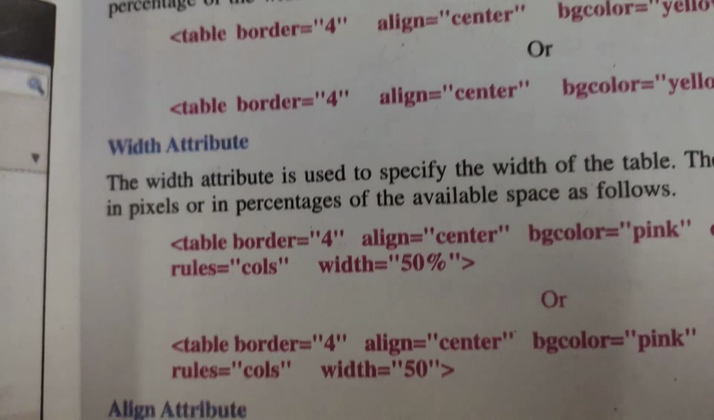Which attribute did I tell? The height is given. The width attribute is used to specify the width of the table. The value, as usual, is given either in pixels or percentage. You can give any number or a percentage.